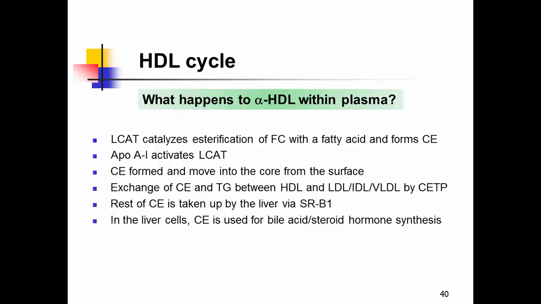So what happens to alpha HDL within the plasma? As I mentioned, the first step is that beta HDL receives the free cholesterol and phospholipids from peripheral cells and becomes the small HDL or discoidal HDL. Then the small alpha HDL continues to receive lipids, cholesterol esters, and also triglyceride.